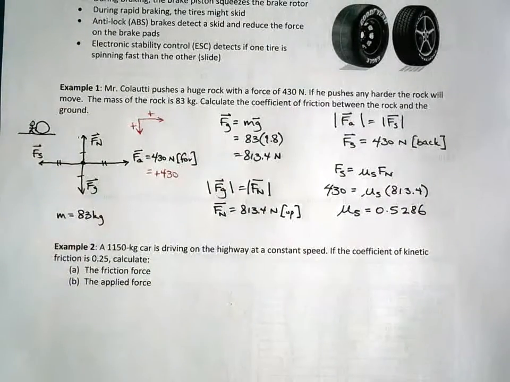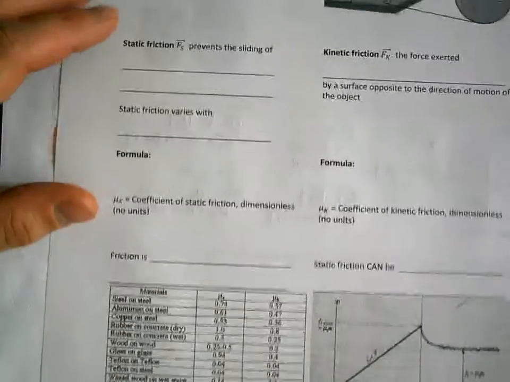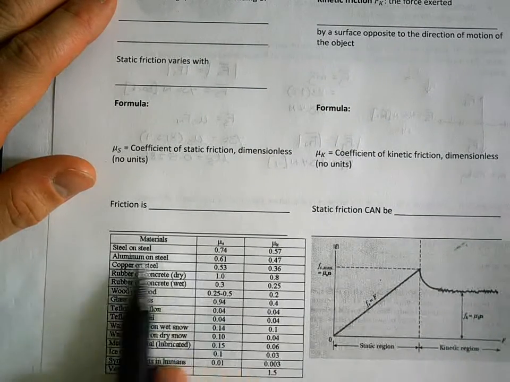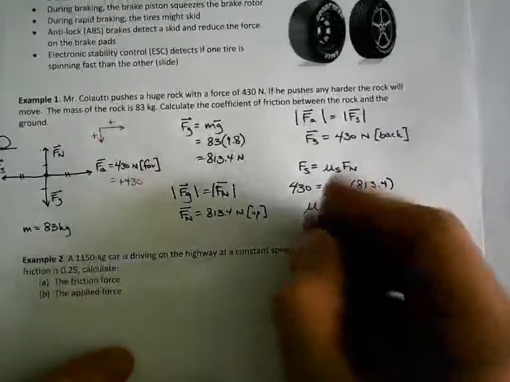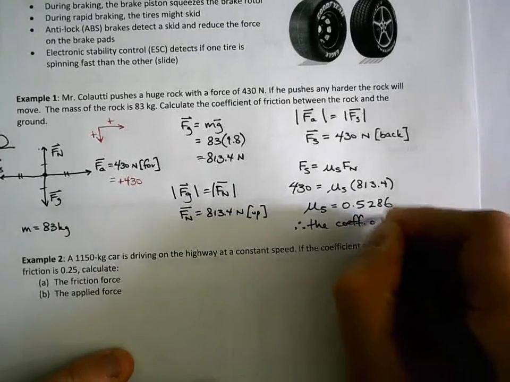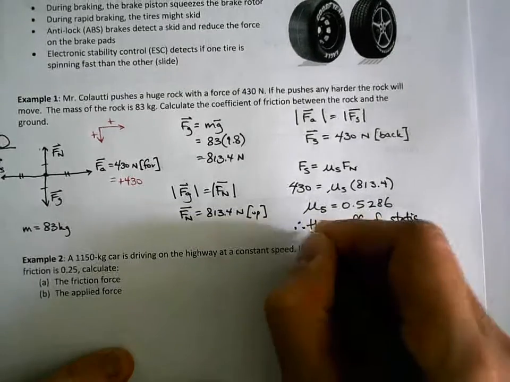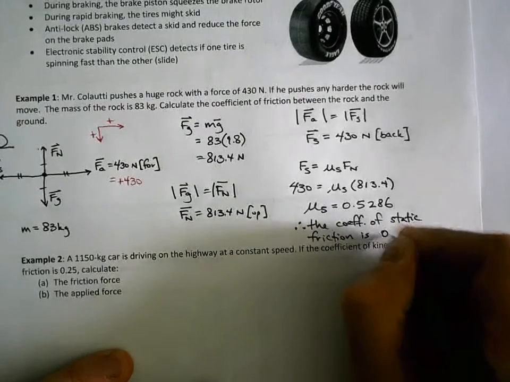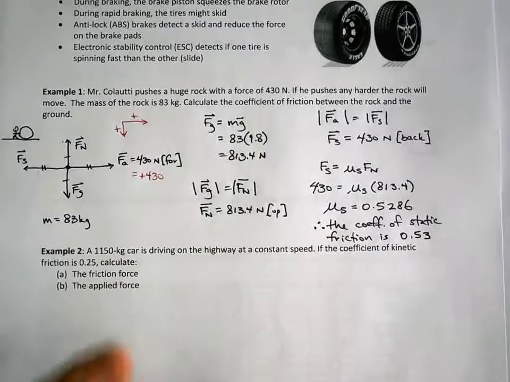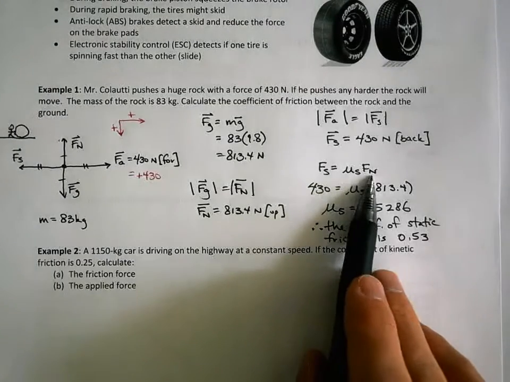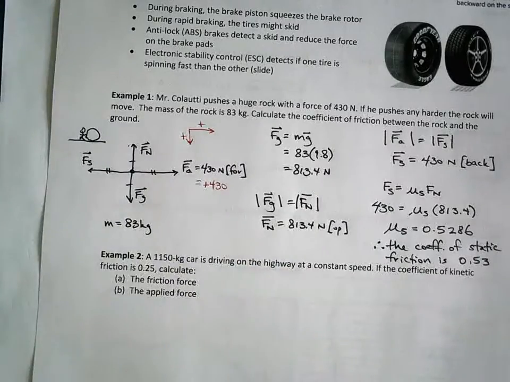Usually the coefficient of friction is between 0 and 1, right? You can see all the different coefficients of friction in this table, and it depends on the surfaces, but 0.5 is something that's very reasonable. Therefore, the coefficient of static friction is 0.53. So to solve for this, I had to know the static friction force and the normal force. Both of them I got from my free body diagram.